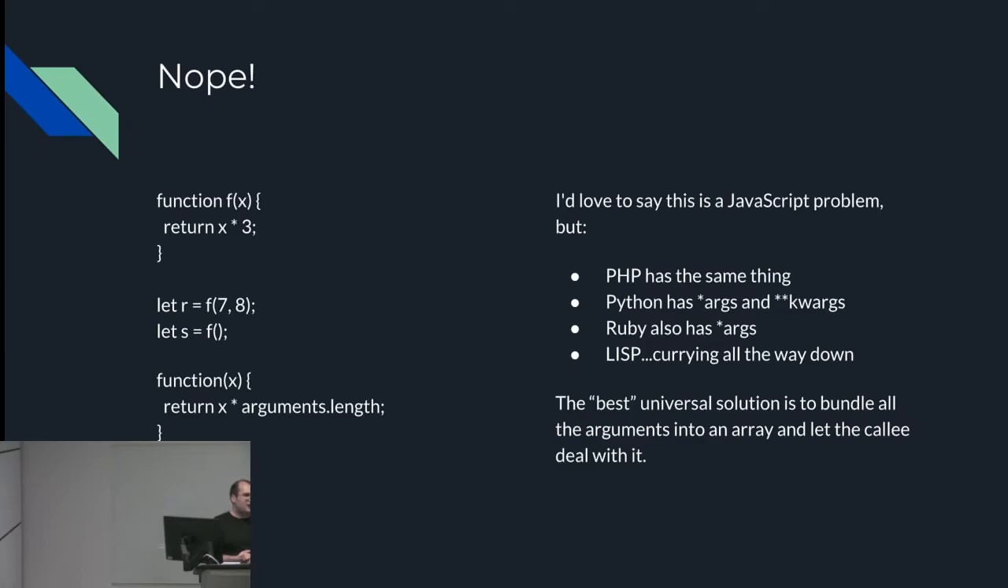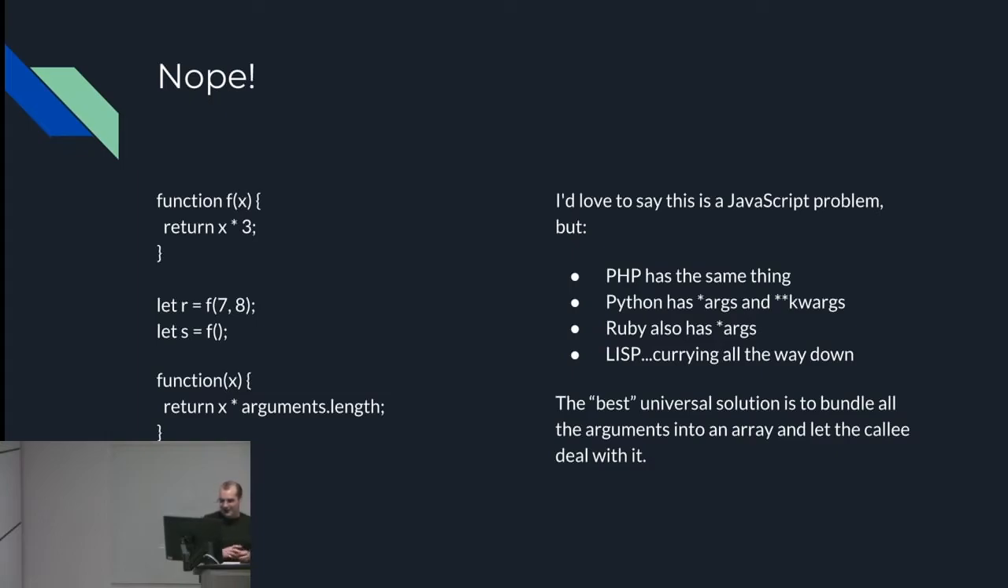Now, I know what you're thinking. You're thinking, well, JavaScript sucks. Who cares? This is totally a JavaScript problem. PHP has the same thing. Python has the same thing. You can access the arguments as a list or as a dictionary using args and kwargs. Ruby has the same thing. Lisp takes variable numbers of arguments and lets you do partial application. So if you have a function that takes 3 arguments, you can just give it 2 and then you get a function returned. That's going to be a good time.